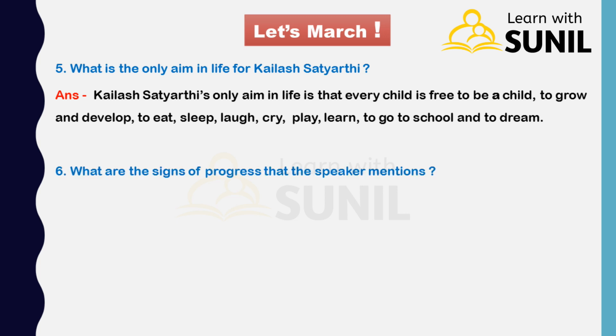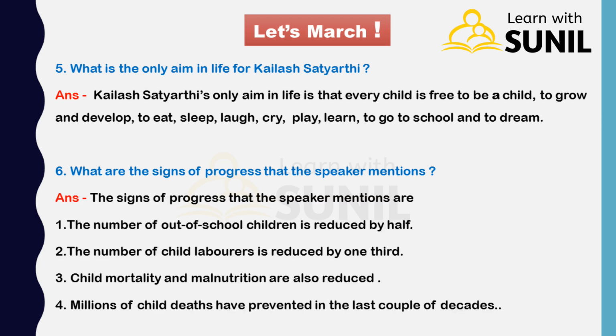Next, what are the signs of progress that the speaker mentions? Answer. The signs of progress that the speaker mentions are: first, the number of out-of-school children is reduced by half. Second, the number of child laborers is reduced by one third. Third, child mortality and malnutrition are also reduced. Fourth, millions of child deaths have been prevented in the last couple of decades.